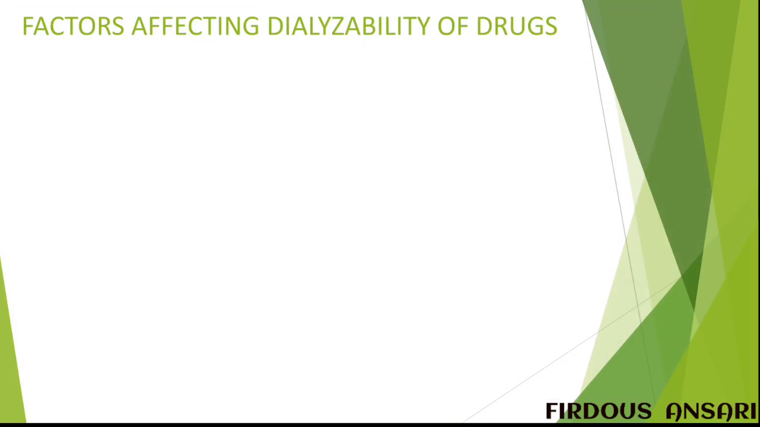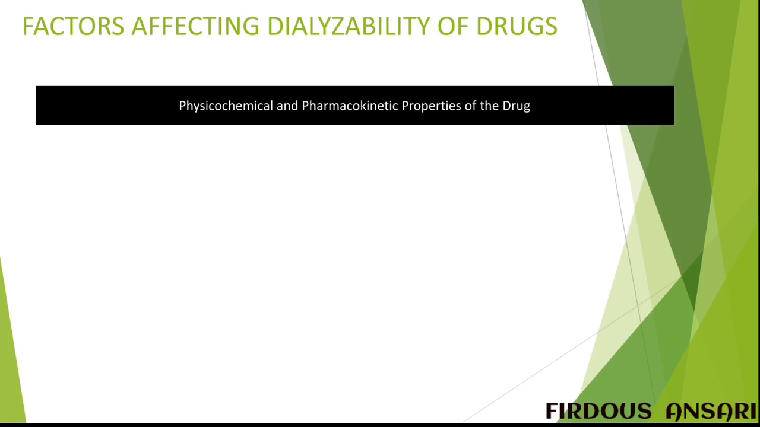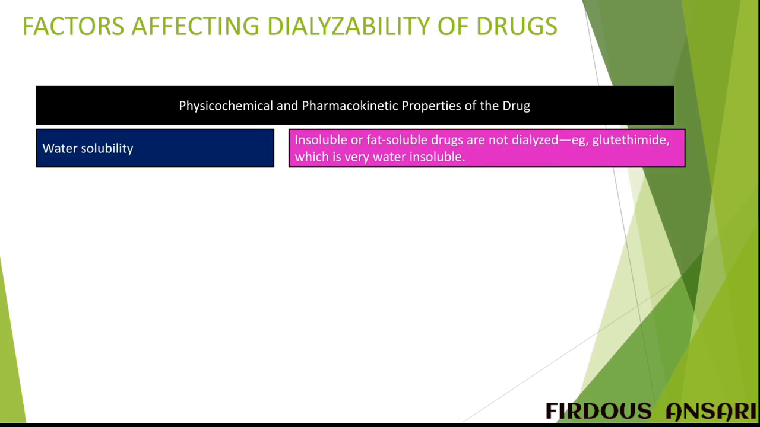Next, we should check out various factors affecting dialysability of drugs. These are the physicochemical and pharmacokinetic properties of the drug. First one is water solubility. Insoluble or fat-soluble drugs are not dialyzed. For example, glutathione, which is very water insoluble. So, water insoluble drugs we should not prefer for dialysis, but a water soluble drug can easily undergo dialysis.